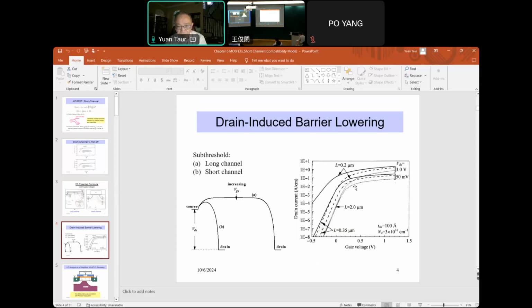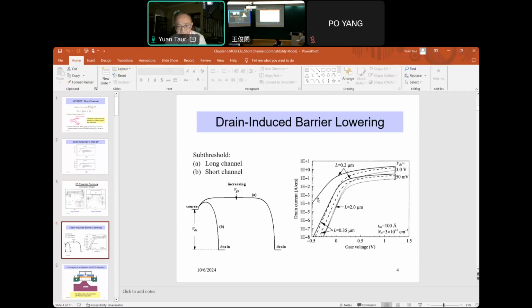Now, if you go further to the third device, 0.2 micron, which is even shorter, there's a VT shift, and here the high drain VDS has a very pronounced effect on the current. In fact, even the slope has changed. At 0.35 micron, the subthreshold slope or inverse subthreshold swing is pretty much the same as the long channel device. But once you go to 0.2 micron, the slope has changed.